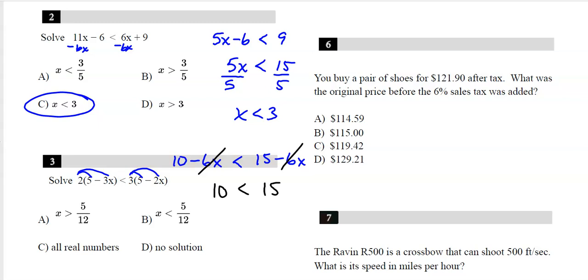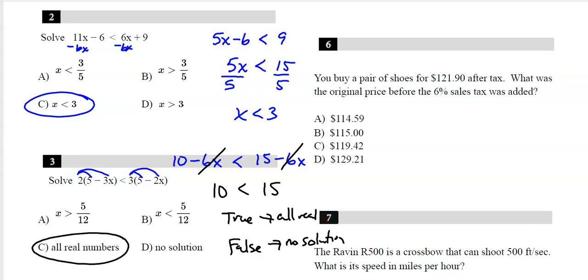Then I have to ask myself, is that true or false? Since it's true, then we're talking about all real numbers again. If that would have been a false statement, it would have been no solution. All right? So the correct answer here, again, all real numbers.